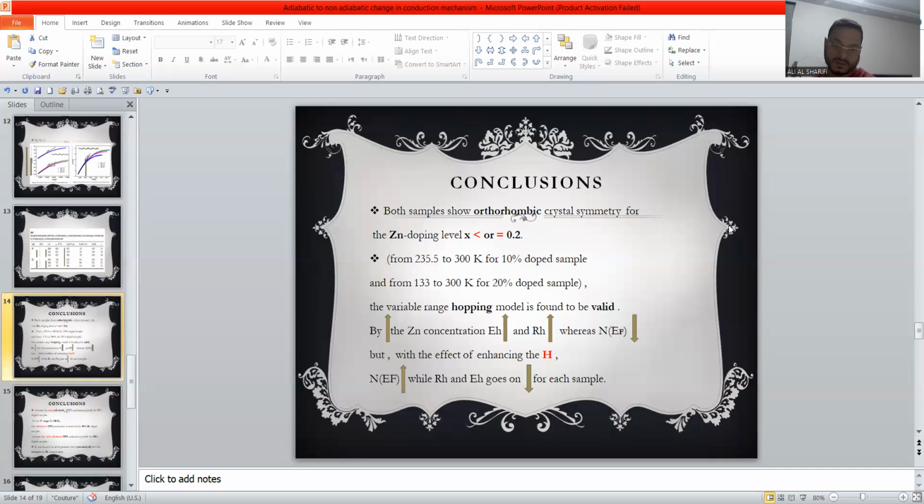Here, but the density of states near the Fermi level increases, where the hopping distance and hopping energy go on decreasing for each sample. When increasing the concentration of the doped sample, N(EF) will decrease. At the same time, N(EF) will increase when all of these other parameters decrease. The same thing.